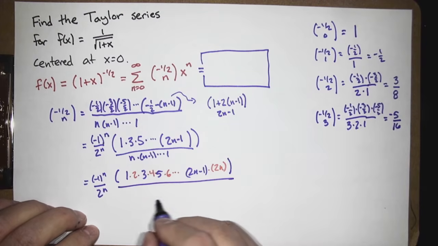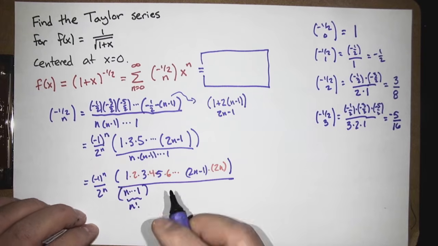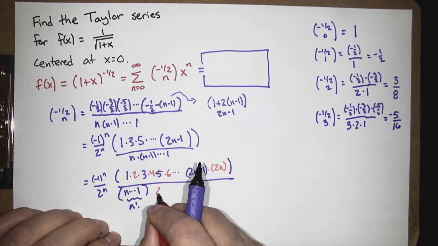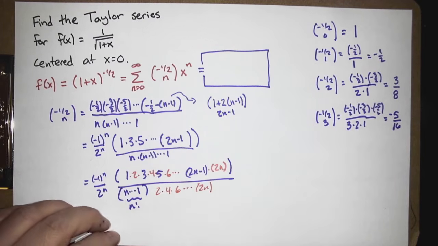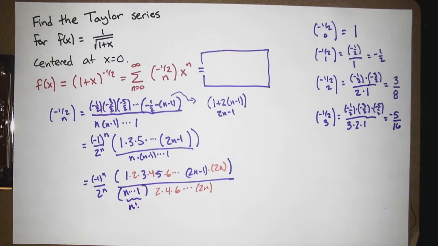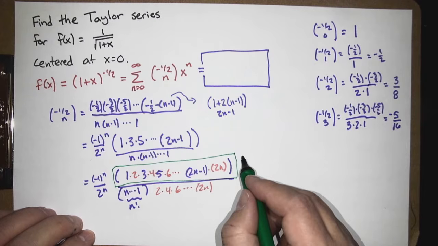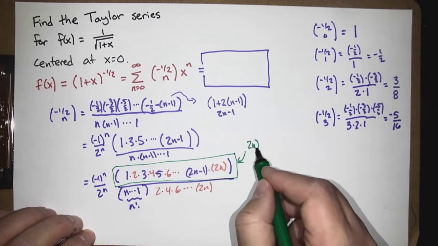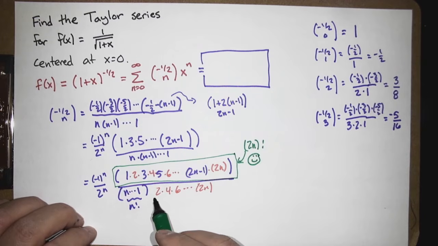But if I add the evens upstairs, what do I need to do? I need to add the evens downstairs. So I still have this n factorial from before. And then I have 2 times 4 times 6 all the way to 2n. Okay, so some good news. Now, we do have a factorial upstairs. So we're happy. The bad news.